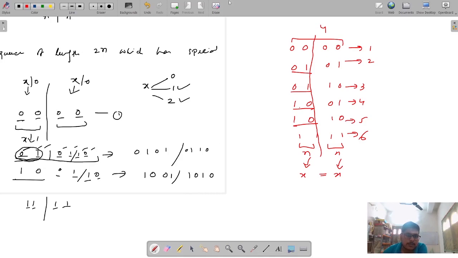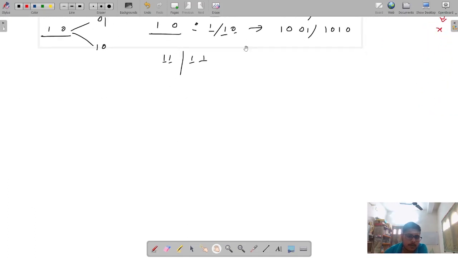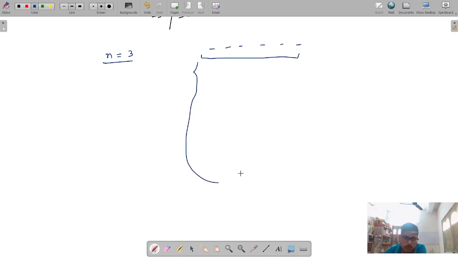So let's take another example. Suppose n equal to 3. Right? So I have to find 6 length sequences, all the 6 length sequences where if I bisect this in my mind, the number of ones in these length 3 positions, if it is x, the number of ones in these 3 positions should also be x.